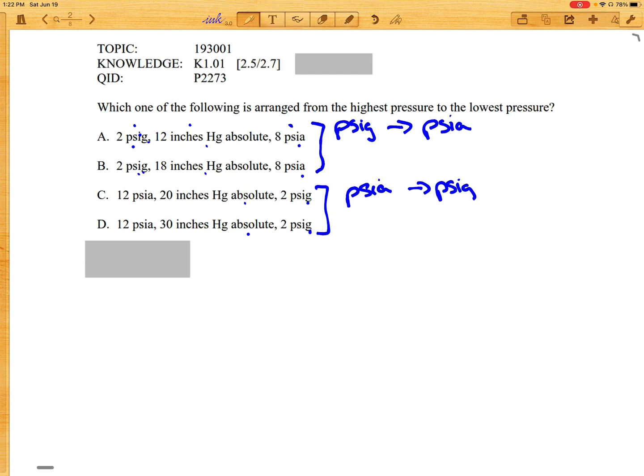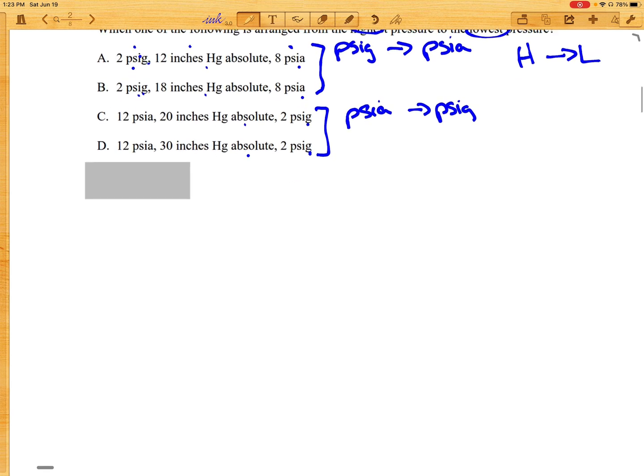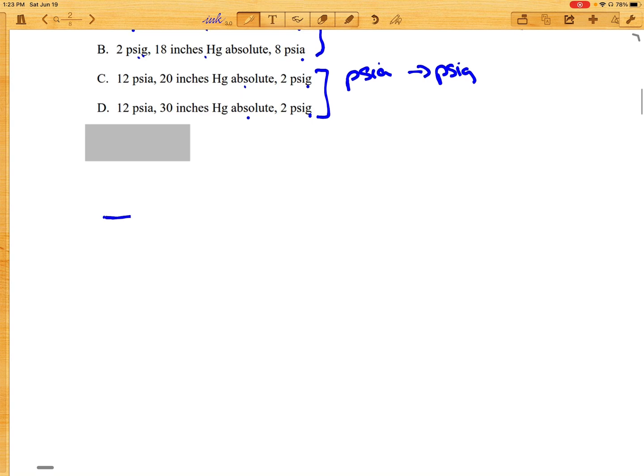Okay. Now I'll read the question. Which one of the following is arranged from highest to lowest? Highest pressure to the lowest pressure. So the highest to the lowest. Okay. Not the lowest to the highest to the lowest. So I draw my diagram.